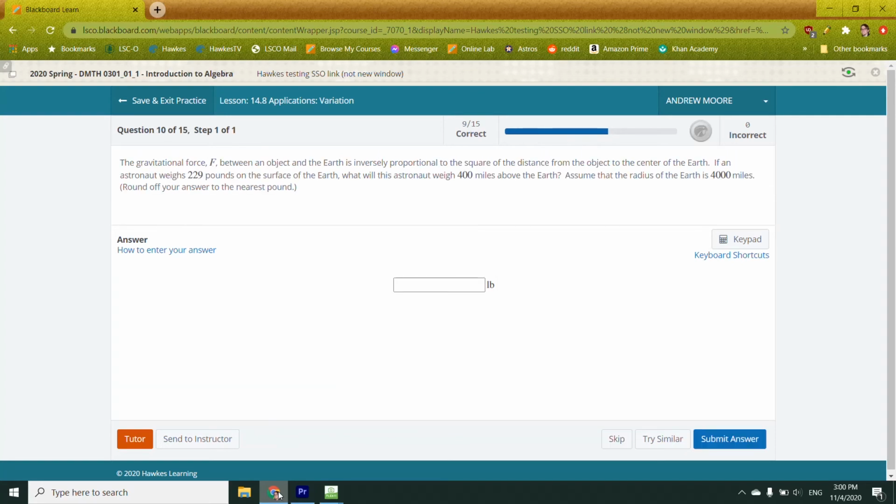The gravitational force F between an object and the Earth is inversely proportional to the square of the distance from the object to the center of the Earth. If an astronaut weighs 229 pounds on the surface of the Earth, what will this astronaut weigh 400 miles above the Earth? Assume that the radius of the Earth is 4,000 miles. Round off your answer to the nearest pound. So we're not doing decimal places this time. We're actually rounding off to the nearest pound. So we want to cut it off before we even get to a decimal place.